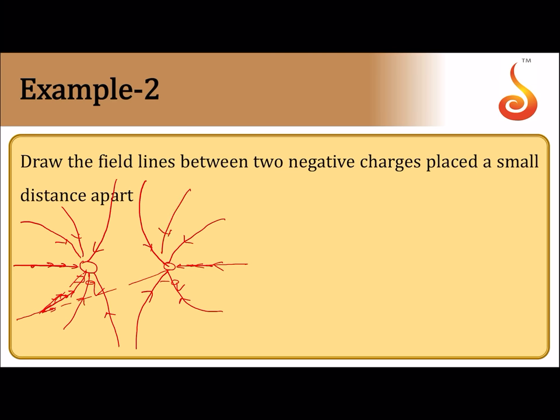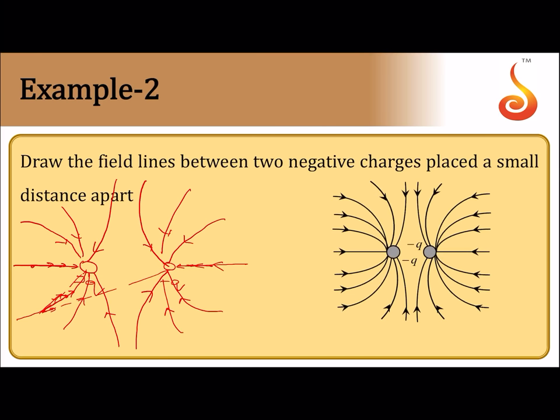It is the exact same diagram as before, except that the arrows are now different. So kindly draw the diagram. I have two charges, minus Q and minus Q. That is the electric line of force between these two charges.